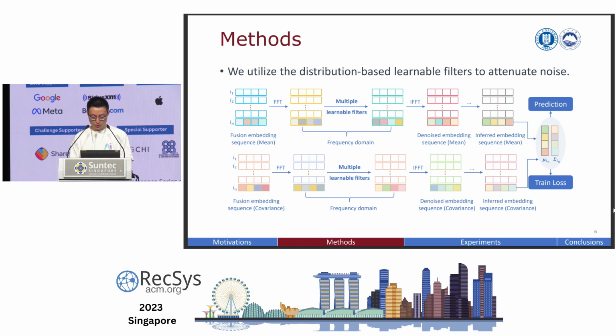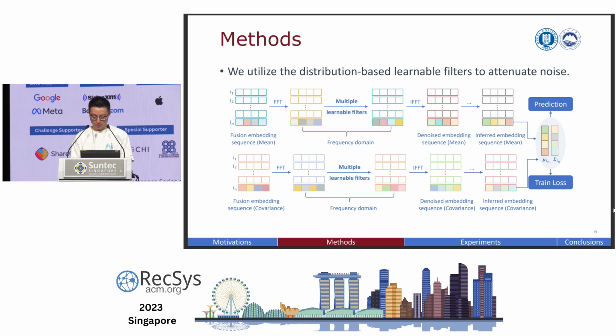To tackle the challenge of noise interference, we've implemented a solution based on distribution-based learnable filters designed for adaptive noise reduction. Here's how it works. We begin by taking the field's embedding sequence and converting it into frequency domain data through a one-dimensional Fourier transformation. This shift places embeddings into the frequency domain, where noise can be more effectively addressed.